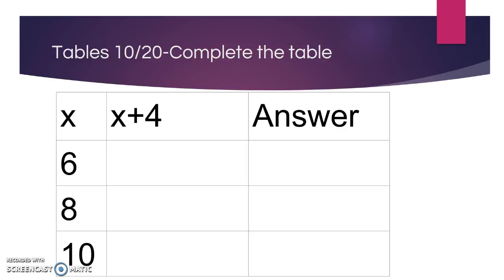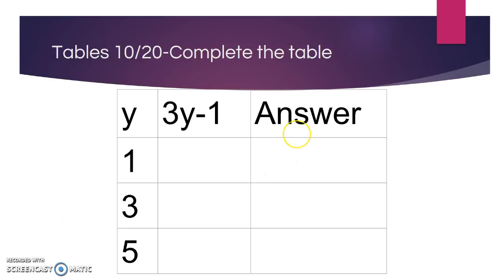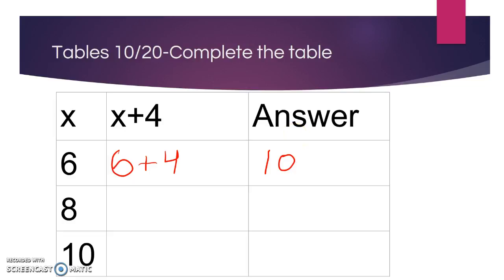So this one right here is 6. So we're going to take 6. We're going to plug it in for x because x equals 6 in this particular one. We're going to add it to 4. And when you add 6 to 4, what do you get? You get 10. Easy enough, right?